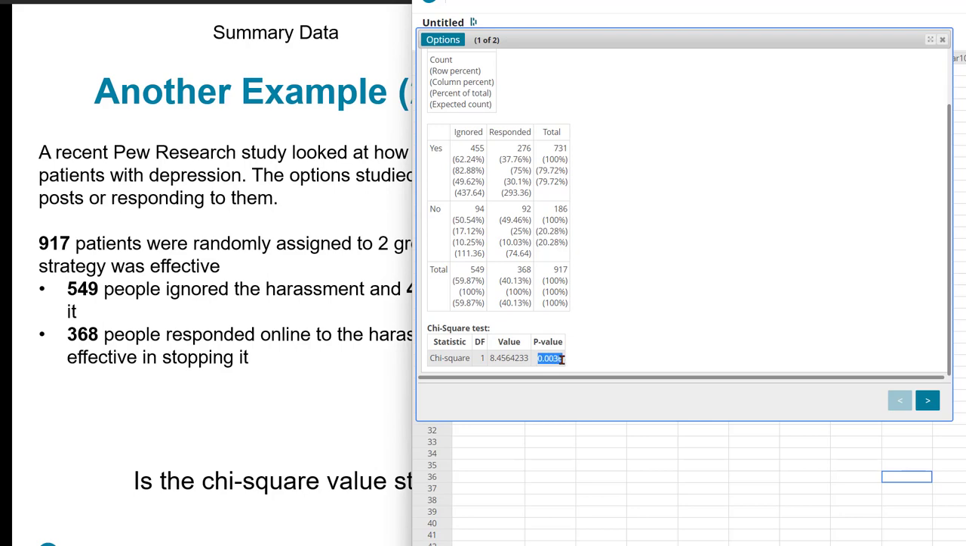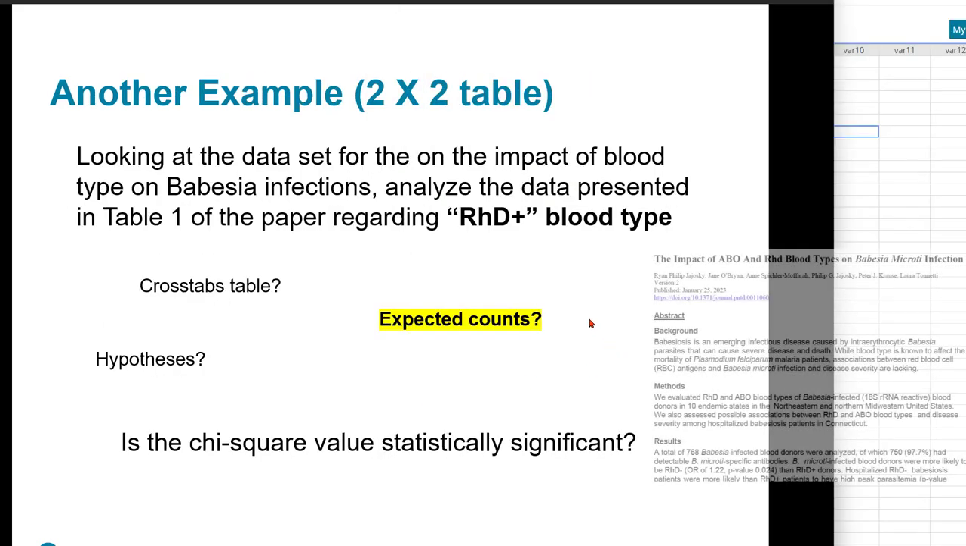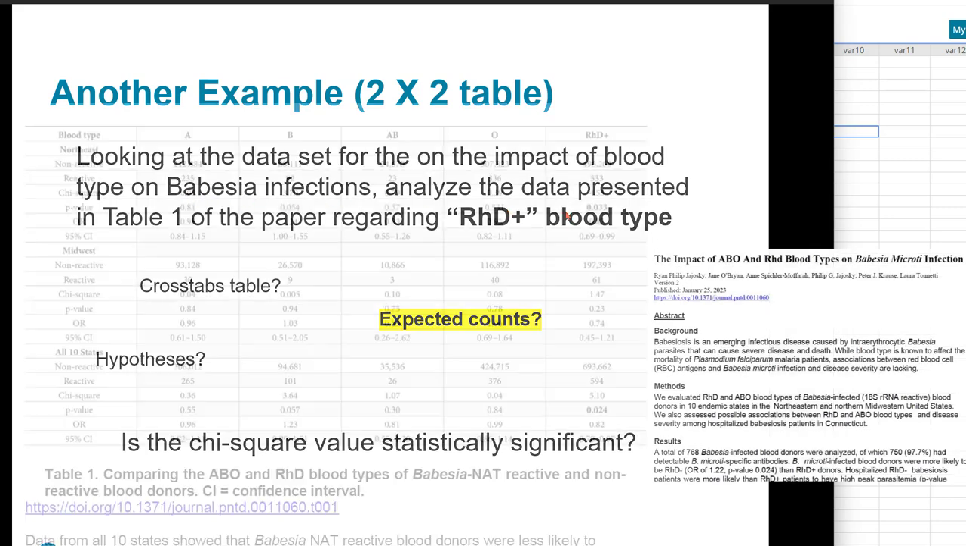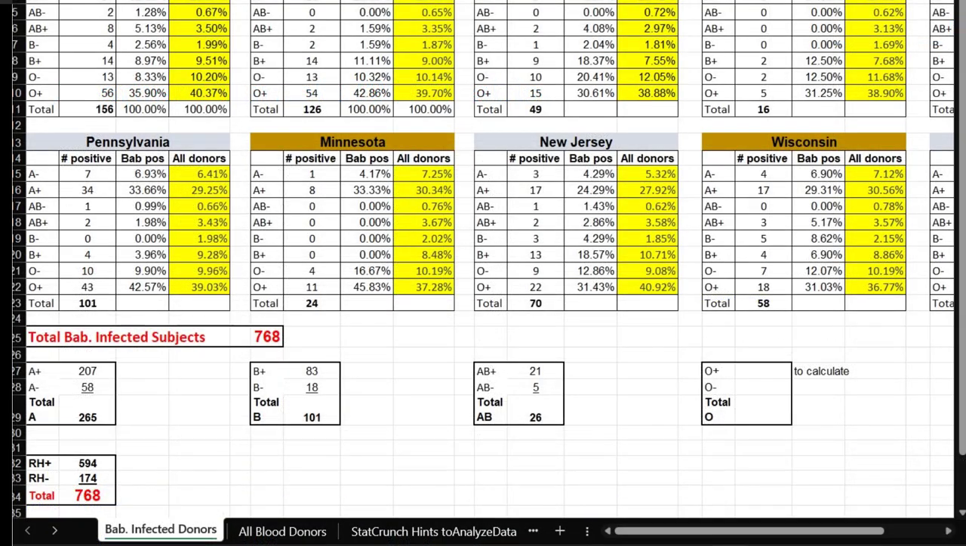The last example for this lesson comes from the Excel data sheet of the case study for this module that examined Babesia infection and blood type. Can we calculate the chi-square value reported in the paper of 5.10? If we look at the Excel data sheet, this is all nominal level data, right? Just counts of infections by blood type. We have all summary data here that we can set up in StatCrunch.